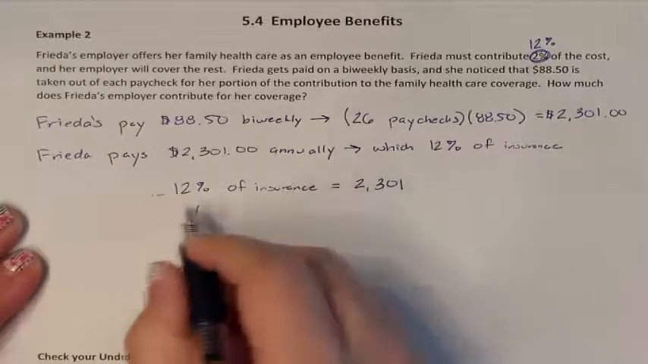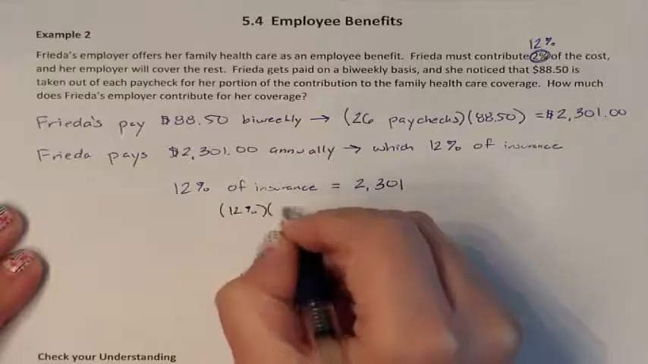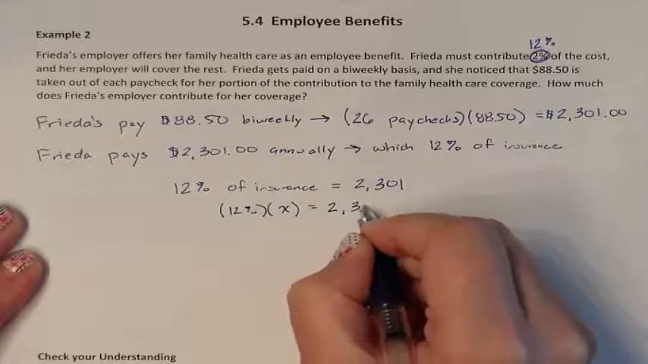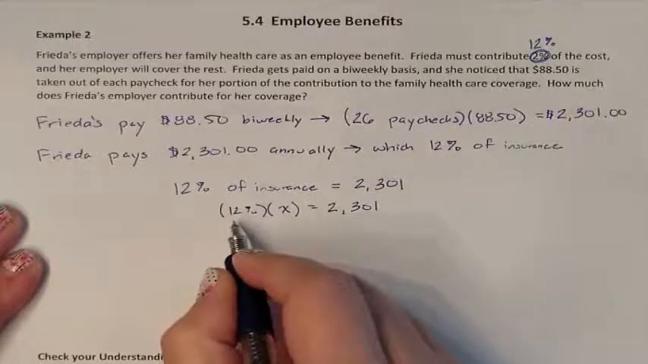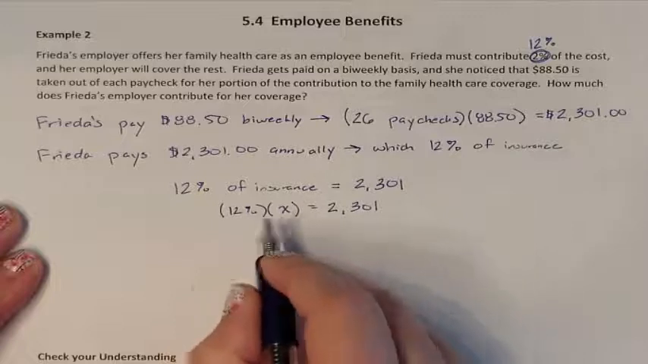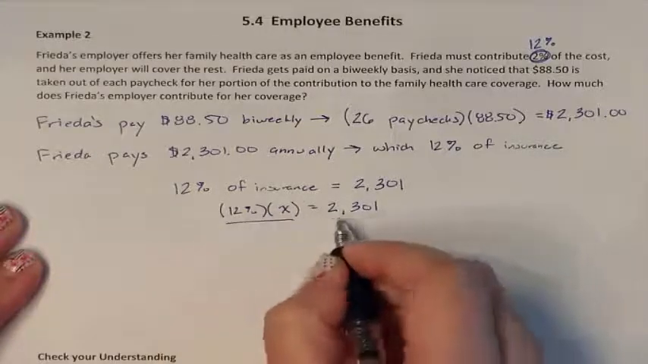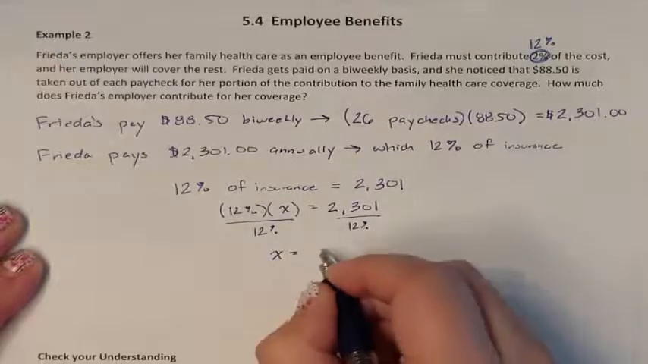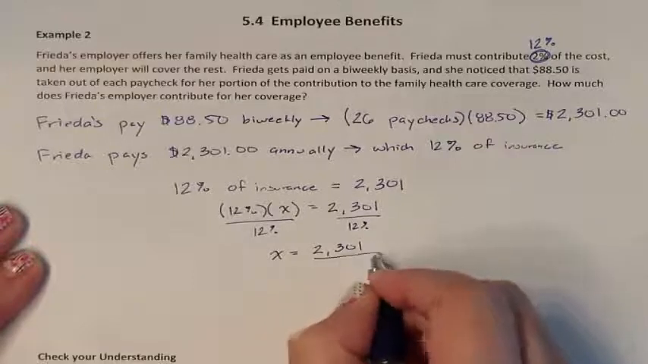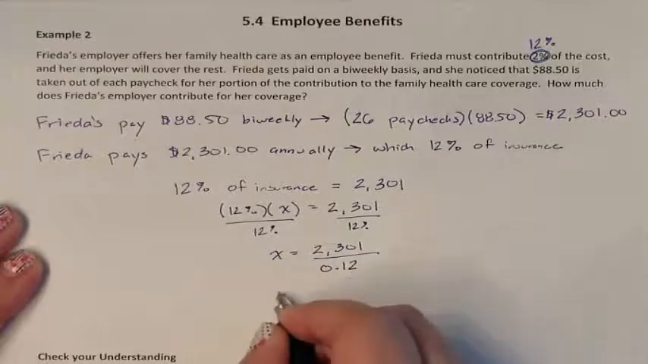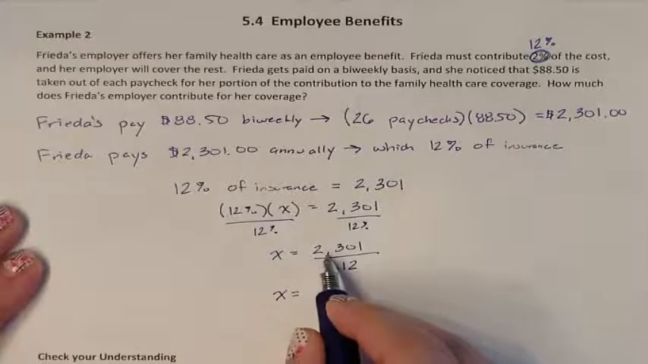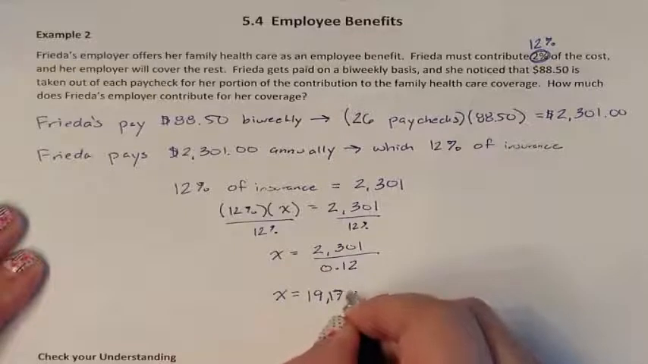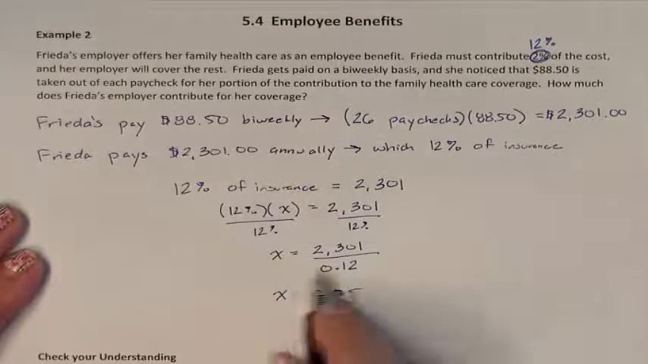So we have 12% of is multiply. We don't know how much her insurance is, so 12% of her insurance is $2,301. So we need to solve for x. Because they're connected by multiplication, we're going to divide both sides by 12%. We can't put percent into a calculator, so we need to change percent into a decimal. 12% is 0.12. So x is 2,301 divided by 0.12, which is 19,175. This is how much her entire insurance is.